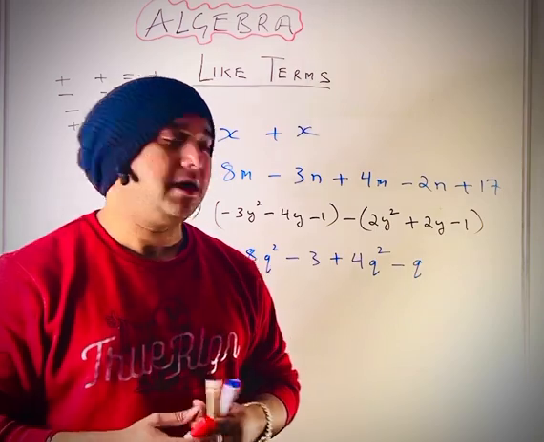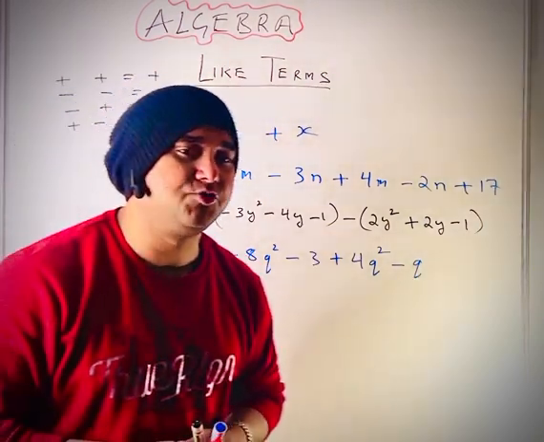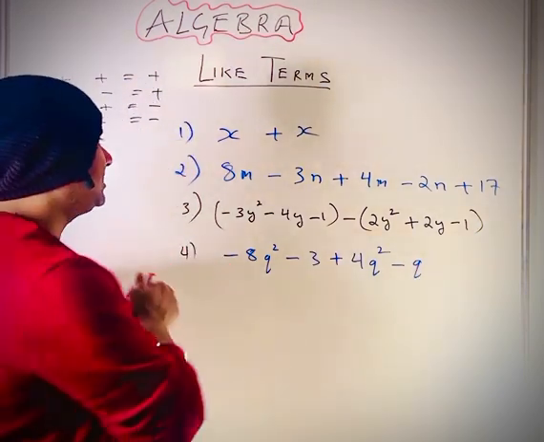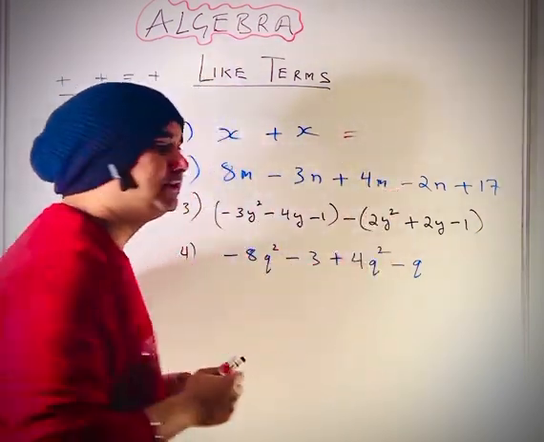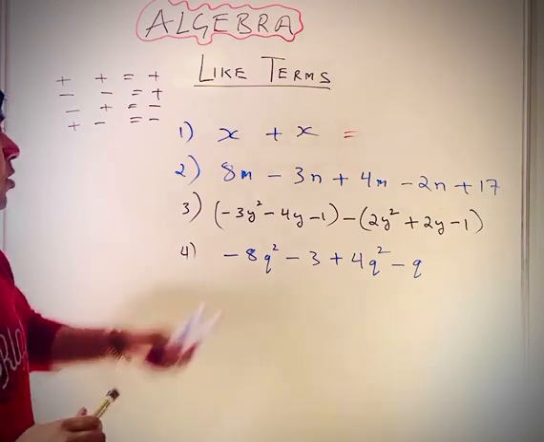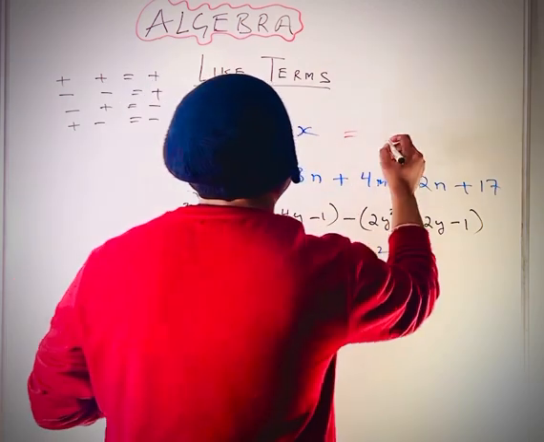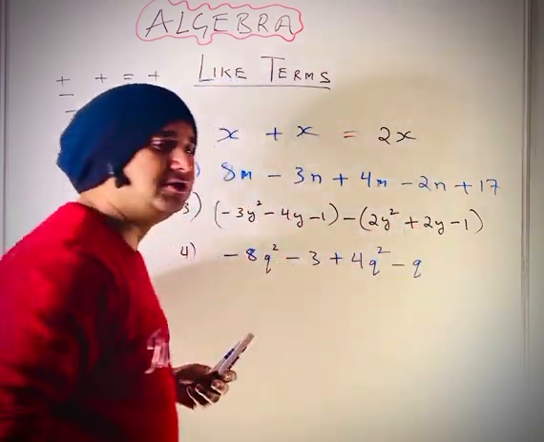So I hope you have tried these questions now. Welcome back. Now again, let's do the answers. So x plus x, simple, straight away. x plus x, one apple plus one apple, two apples. x plus x is 2x. Did you get this answer?